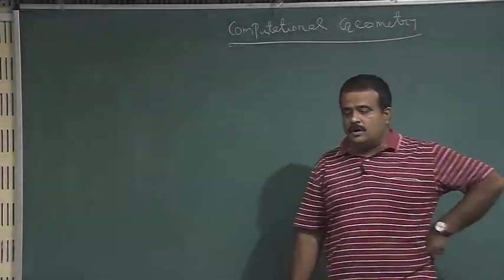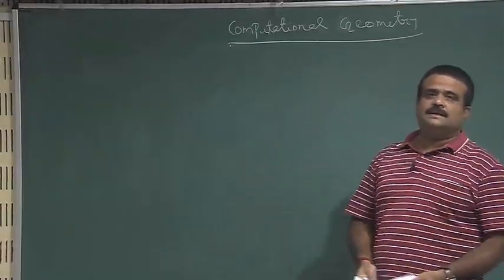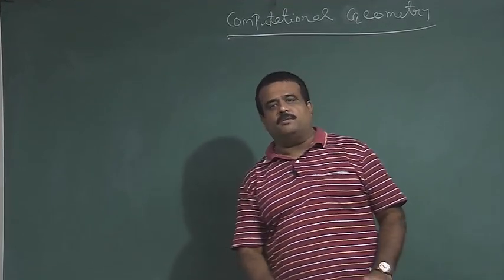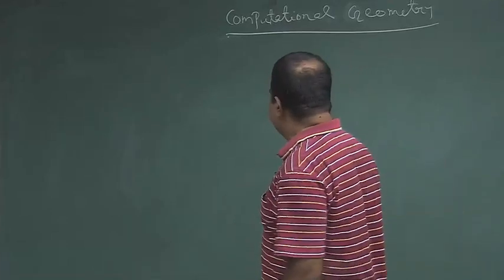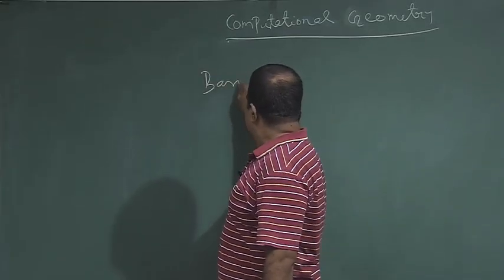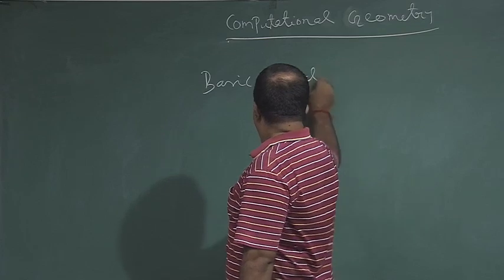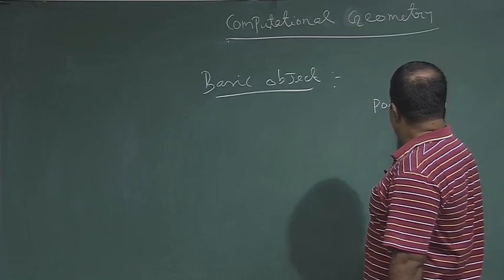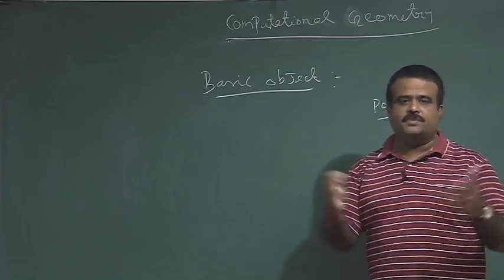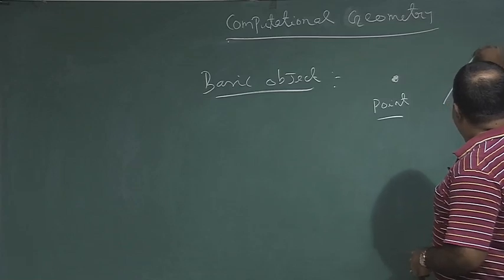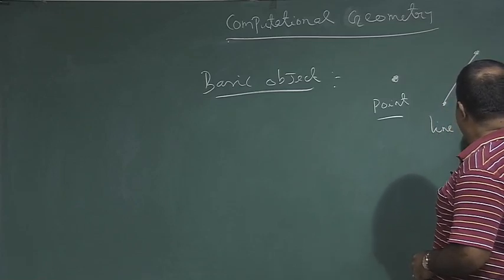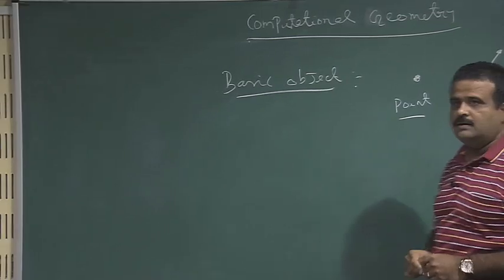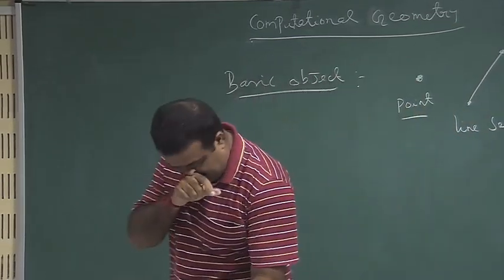Okay, so we will talk about computational geometry. It is basically the area developed for algorithms for solving geometric problems. So, first of all, what are the simple basic geometric objects? A point, it could be in any dimension, here it is in 2D, but it could have any dimension. A line segment, or a line. So, these are the basic geometric objects.